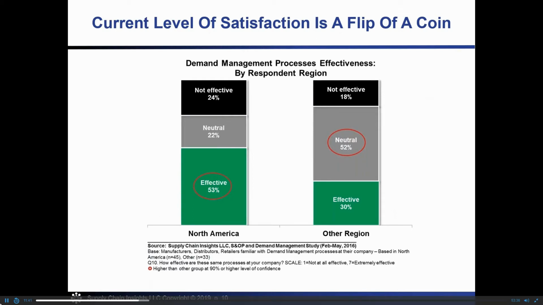So in North America, 50% of companies are satisfied with their demand planning systems. In other regions of the world, it's 30%. And I think it's because we're asking the wrong questions. So I have a question. How do you estimate forecastability?